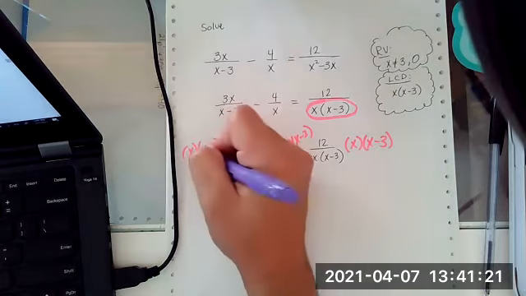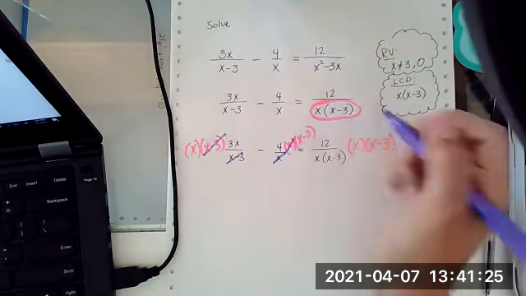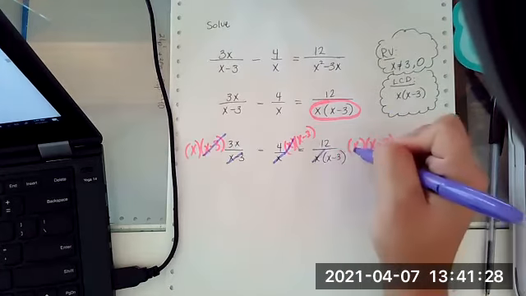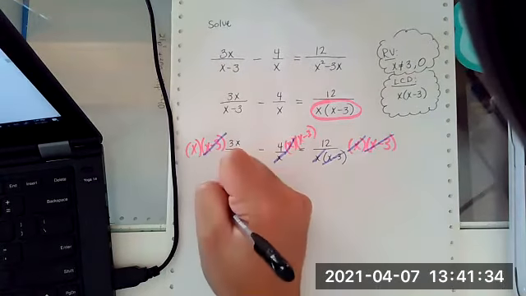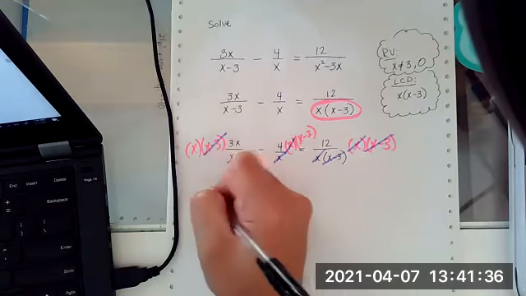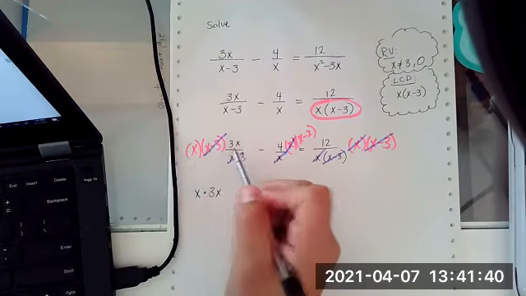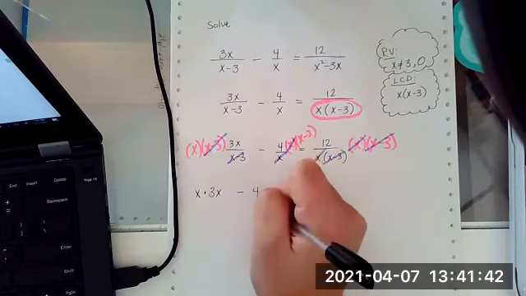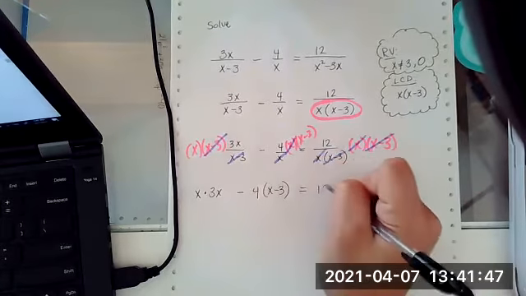So for the first term, these cancel out. Second term, the x's cancel out. And then for the third term, both of those cancel out. So we have 3x times x, since that's left over. We have minus 4 times x minus 3, and that's equal to just 12.